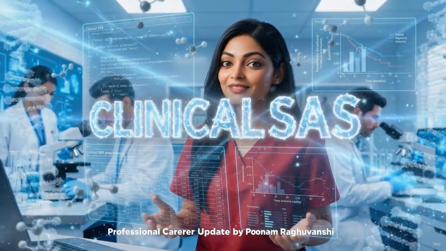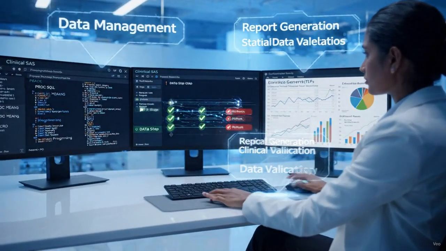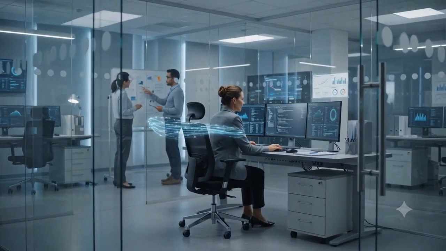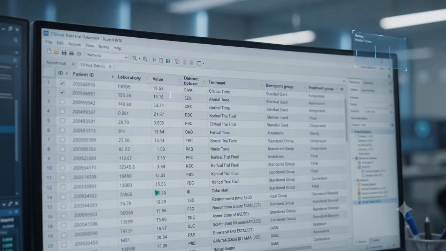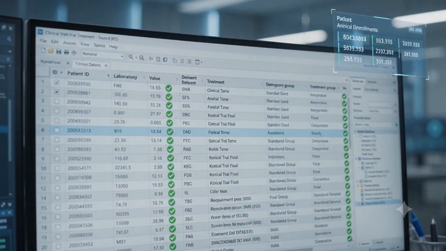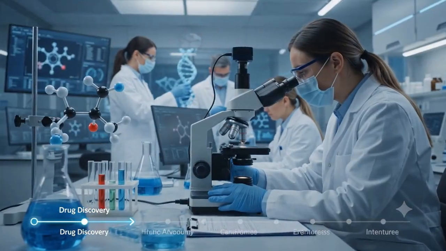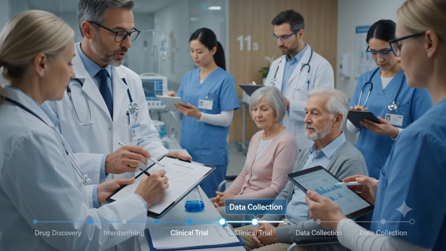In today's video, let's understand Clinical SAS, which stands for Statistical Analysis System. It is a programming software used for data management. Clinical SAS is the use of SAS software in clinical research to manage, analyze, and report clinical trial data.